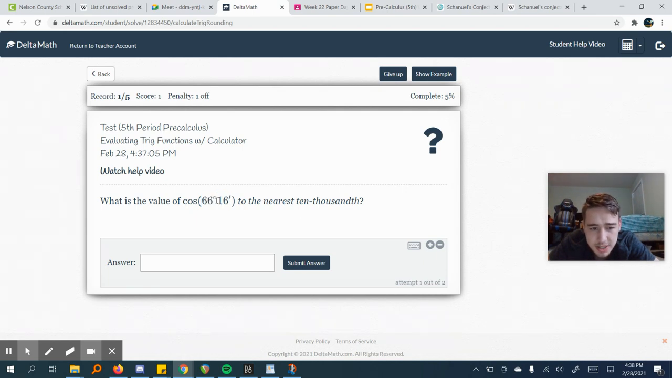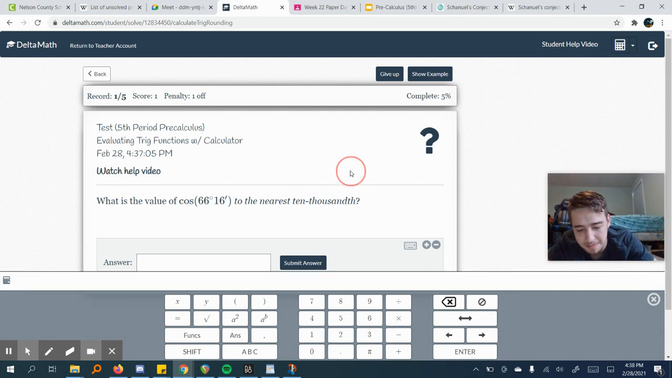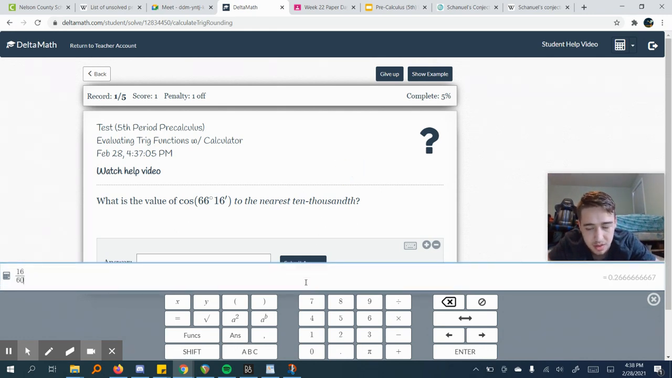So what you need to do is take 66 as our degrees and 16 minutes. You're going to divide 16 by 60. It's just another number system. So we have 0.26 whatever. Our angle is going to be 66 plus that in degrees.